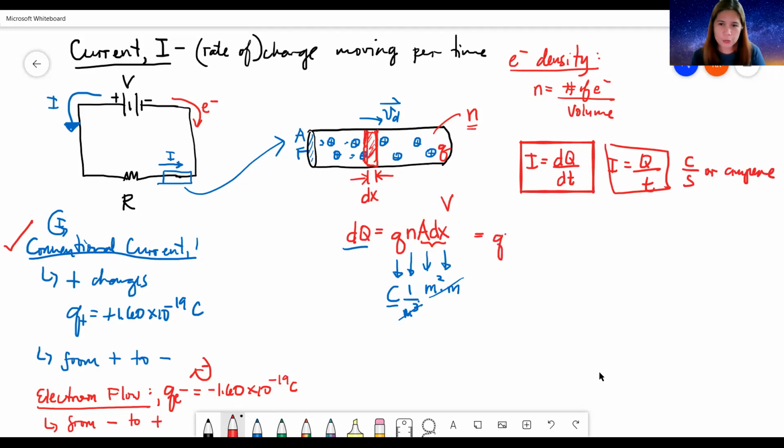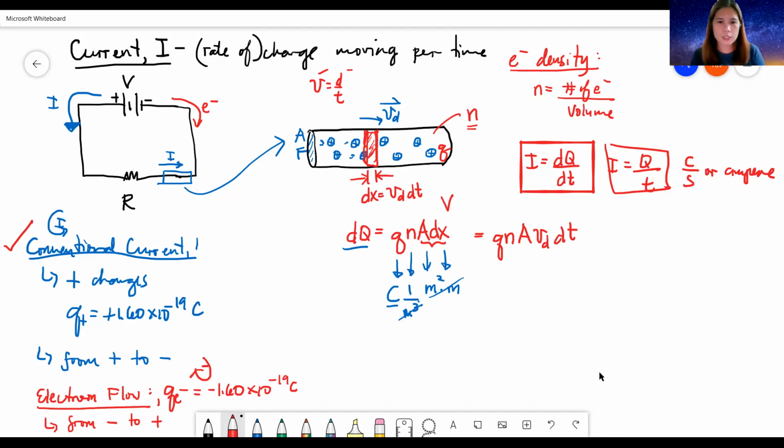So you have Q and A. dx should be written in terms of drift velocity. We know that speed is just distance over time, so distance is just speed times time. So dx is the drift velocity times infinitesimal time. So we have vd dt.